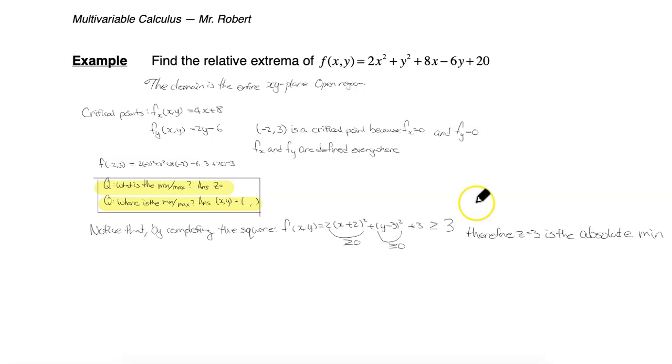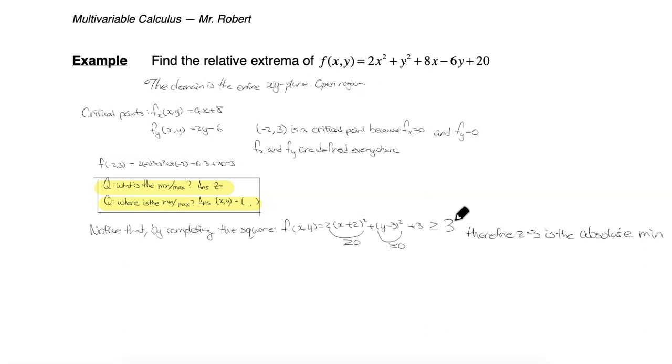For now, what we can do is notice that the expression we are given here, we can actually use completing the square to rewrite it. And if we do so, we find that f of x y is 2 times x plus 2 squared plus y minus 3 squared plus 3. Notice how this term is always going to be greater or equal to 0 since there's a square. Same for this term here, y minus 3 squared cannot be negative. And then we have plus 3. So the entire expression is greater or equal to 3.